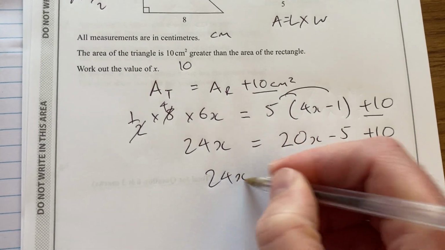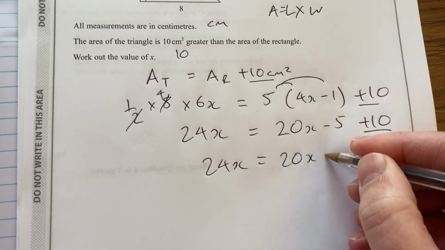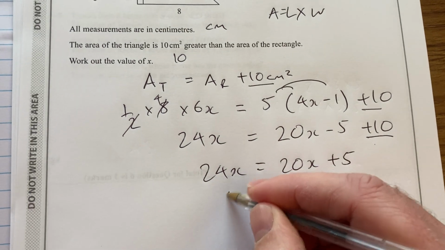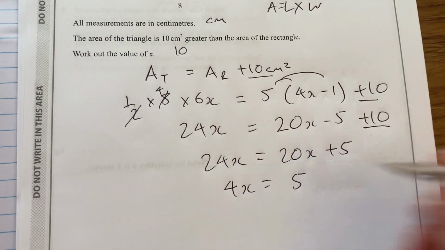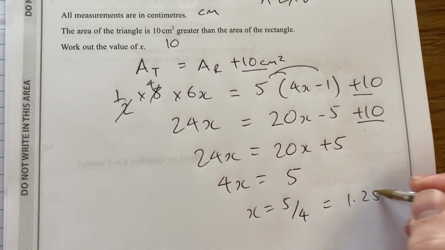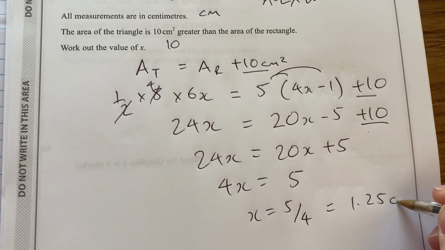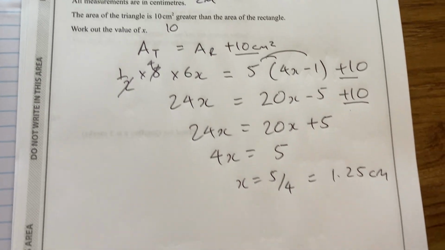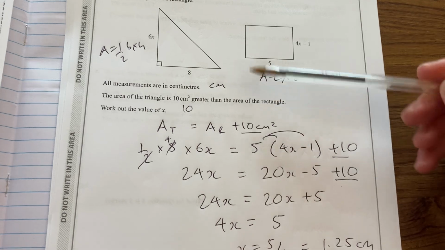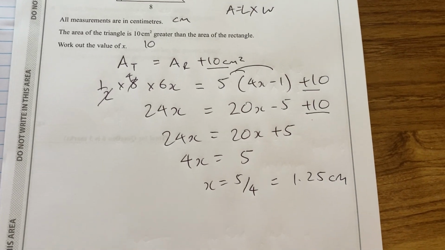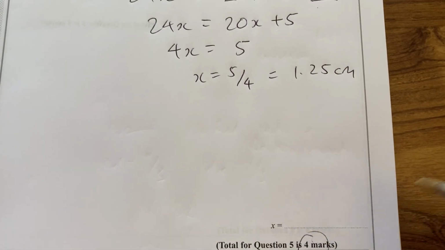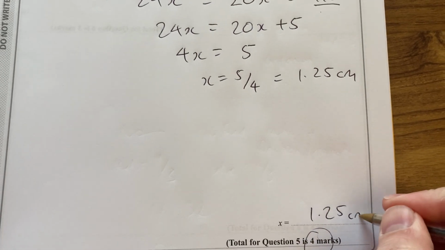So 24x equals 20x plus 5. Subtract 20x on both sides. 4x equals 5. So x equals 5 over 4, or 1.25 centimeters there. Okay, nice mixture of algebra and geometry there. Right, it's a nice 4 marks together. I could write the final answer there.